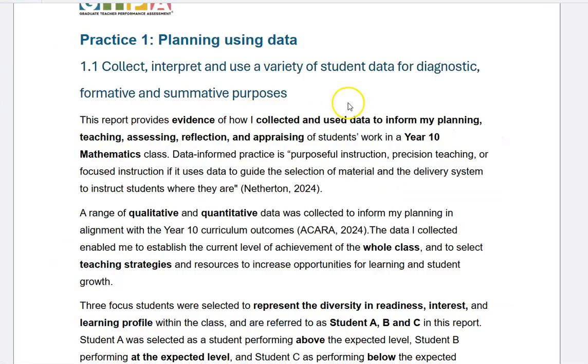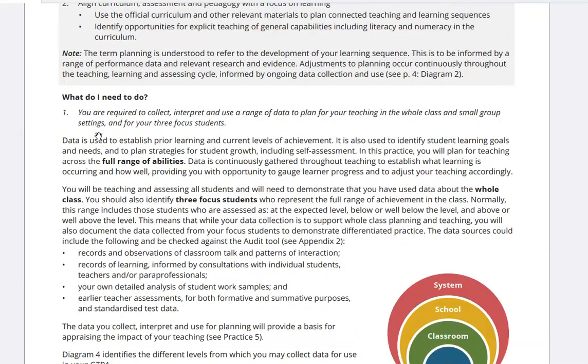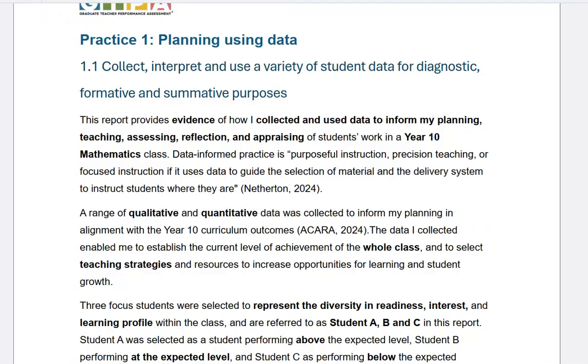This one we're looking at is the secondary sample. And as I discussed previously, it uses all the affordances of a report genre. Notice collect and interpret a variety of student data for diagnostic and summative purposes is exactly the criteria that is in the booklet. So you set out the structure of your GTPA, headings and subheadings, in accordance with the booklet requirements.